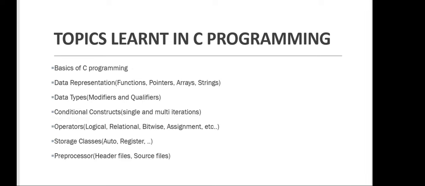The topics learned in C programming during the project creation are the basics of C programming, which included functions, arrays, pointers, strings, etc., and data representation, which contained number system, bit, byte, and word, and the data types, which are modifiers and qualifiers, which included integer, float, etc., and the conditional constructs, which are of two types, single and multi iterations, like if else, while loop, for, do while, etc., and operators, like logical, relational, bitwise, assignment operators, and the storage classes, like auto, register, etc. The preprocessor, we learned the header files and the source files.